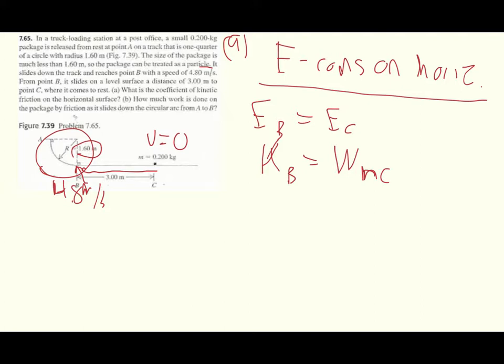So this is going to be 1/2 mv squared. That's going to be our speed at point B, equals the force of friction times the distance it went across the ramp. Okay. And because it's on a horizontal ramp, this is just going to be mu mg times the distance.